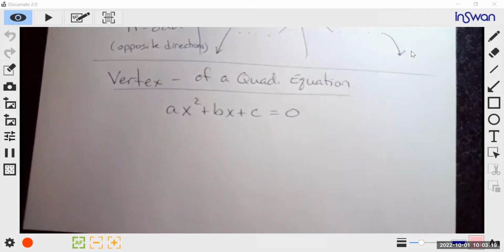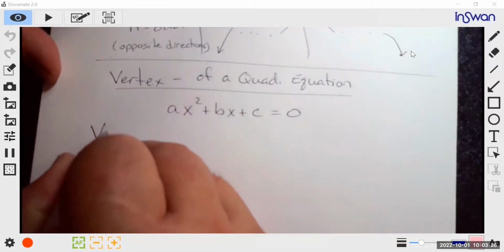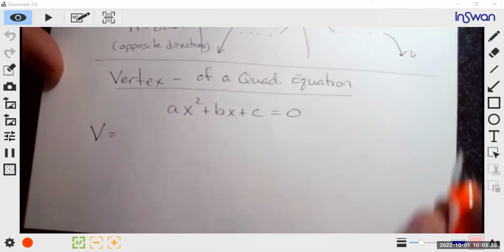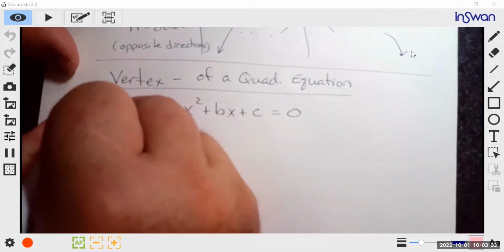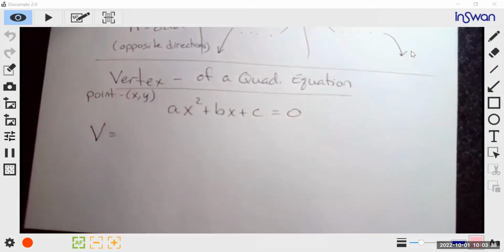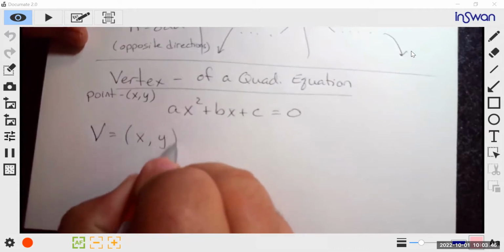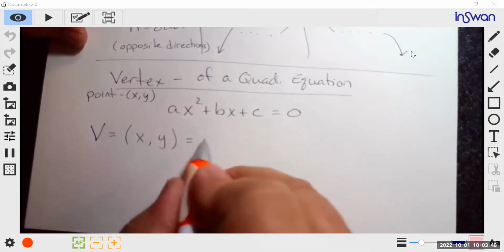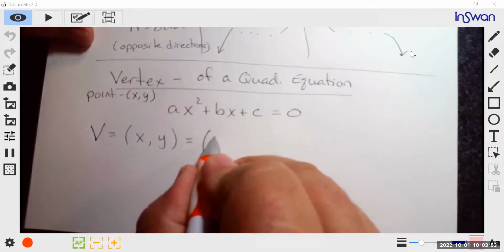Because in order to do anything, you have to set it equal to 0. And I'll give you the formula for it. The vertex is a point, which means it has an x and a y component. The x component, here's the formula for it.